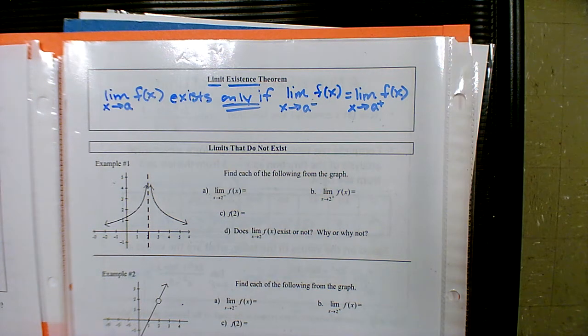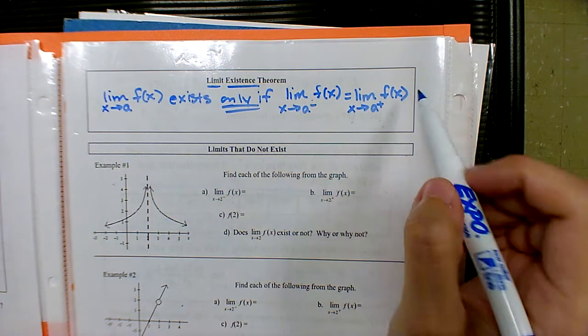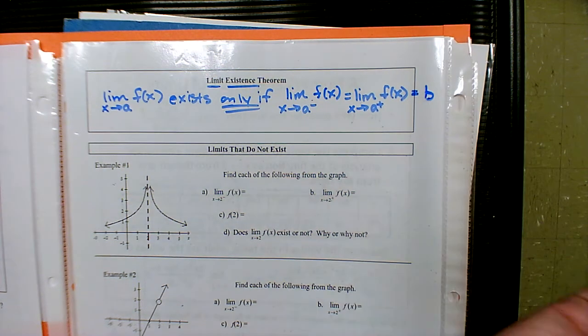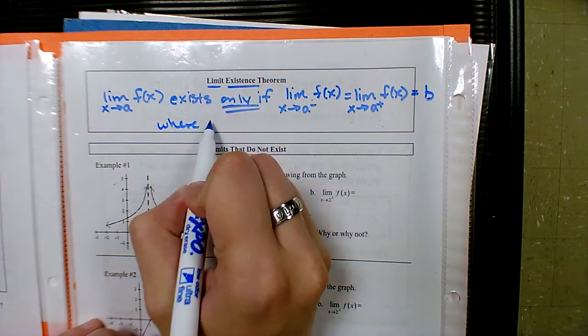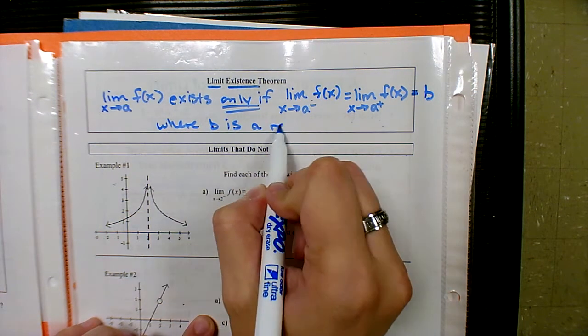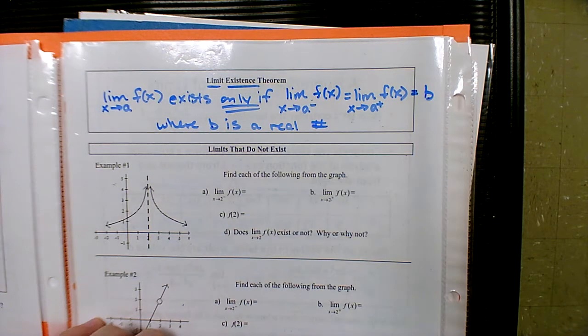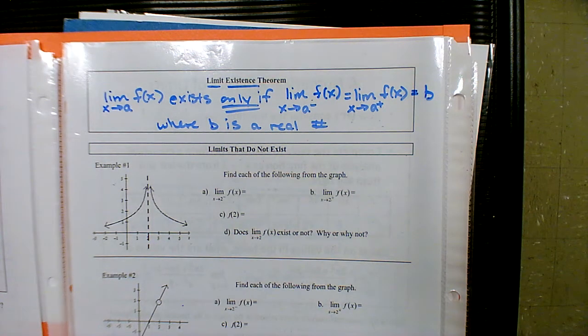So if you were to picture in your head tracing a graph, as you come in from the left and as you come in from the right, they are approaching the same point. They have to be equal. You are approaching the same value. And not only do these have to be equal, but we say they equal some number, we'll call it b, and this b value is a real number. We'll see an example where b is not a real number, so that kind of gets a little confusing.